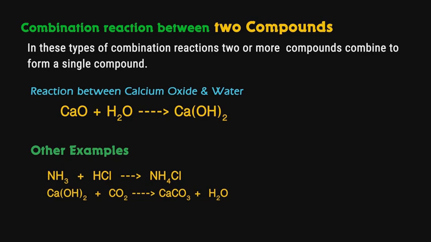Our next example is reaction between ammonia and sulfuric acid. So here you can see the equation. When ammonia reacts with sulfuric acid, that produces ammonium sulfate. Is that clear? So these are 4 different examples showing how combination reaction takes place in between 2 different compounds.